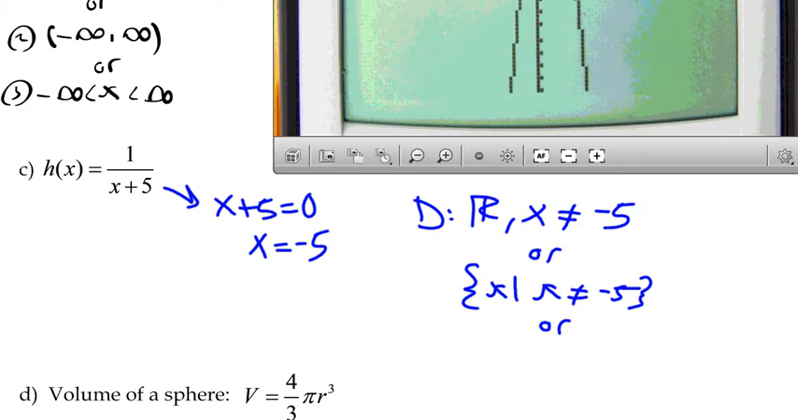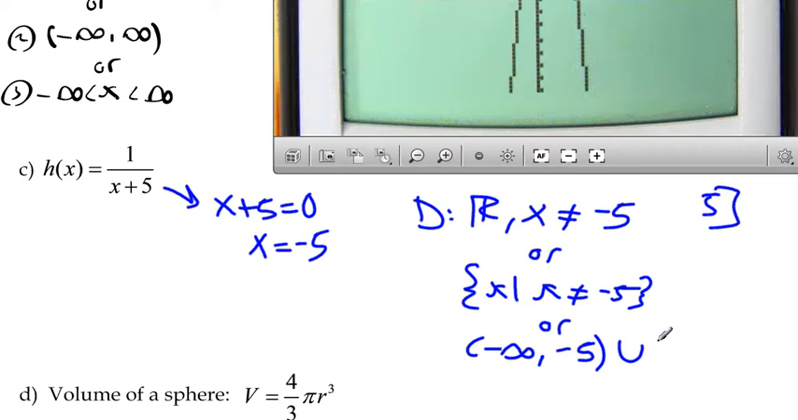Or one more way, this is another cool one. You could kind of use what we did up here. Say you go from -infinity to -5, parenthesis. Because if you use a bracket, like if I said 5 with a bracket, bracket means 5 is included. And I can't include 5 in here because there also would be 0 in the denominator. So we put parenthesis, do the big U for union, and then it starts back up at -5, and then infinity.